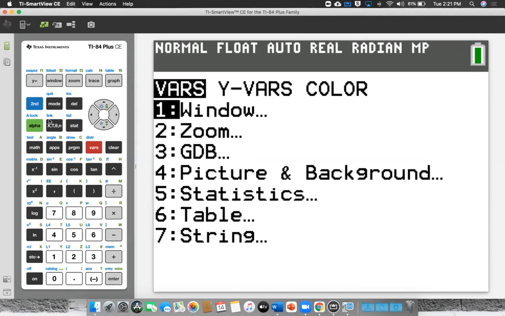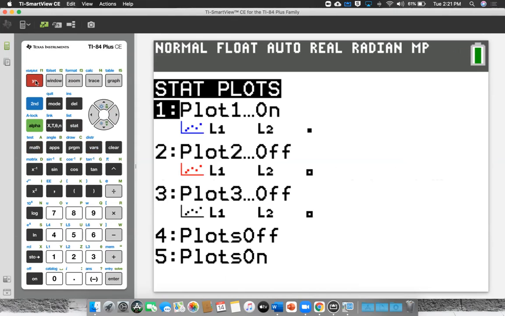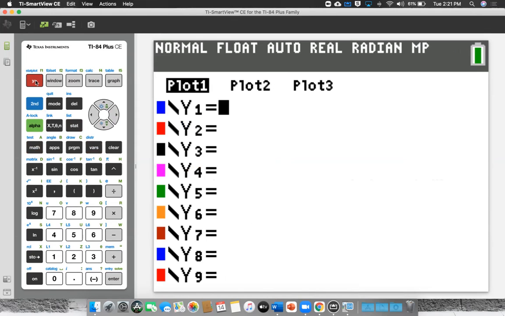Oh, okay, I know where it is. Okay, so we're at y equals right now, right? We're at y equals. See this button that says Vars, V-A-R-S, right underneath by the clear button? You're going to click on that.